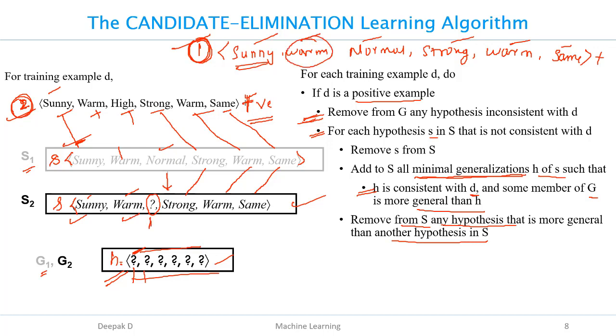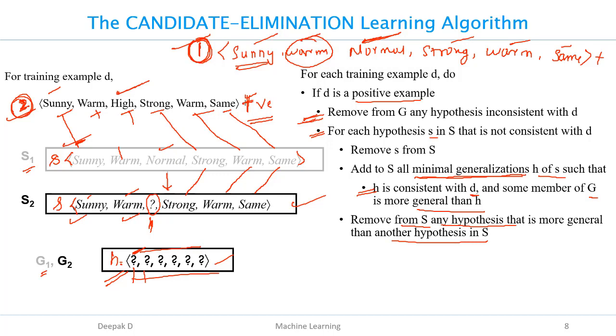Here any value is acceptable. Your normal is there. And also in the second instance, high is there, which means you can have any one of the values, that is normal or high, in order to make both your first instance and second instance a positive instance.